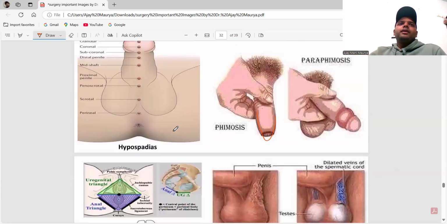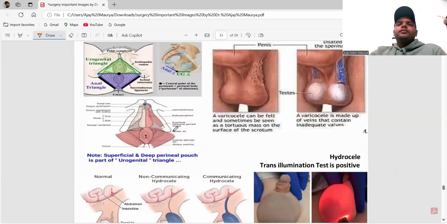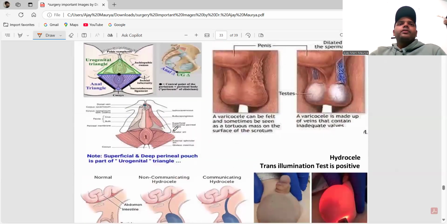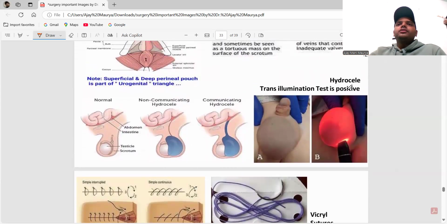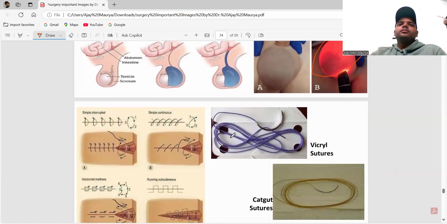Okay, hypospadias. This is the one. I think everyone knows about this one. This is done for hydrocele, guys. Hydrocele is transillumination test positive. Here, hydrocele.